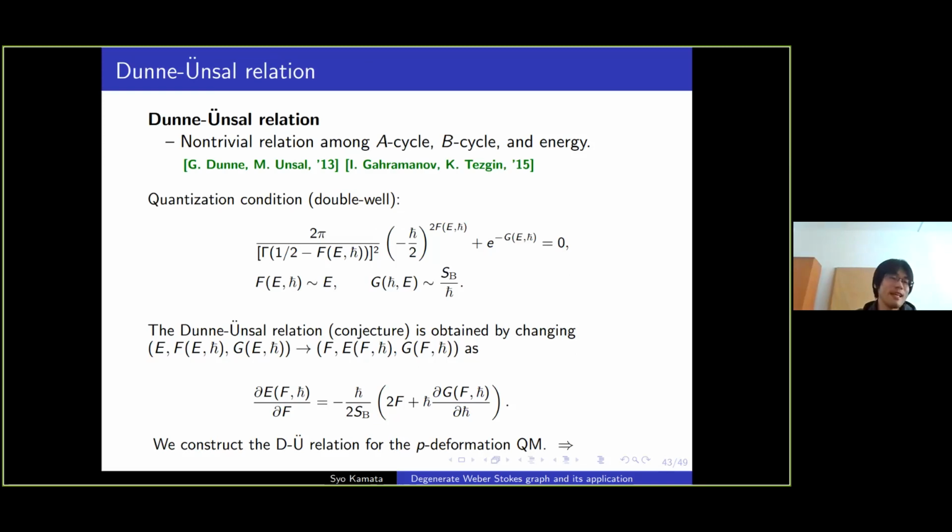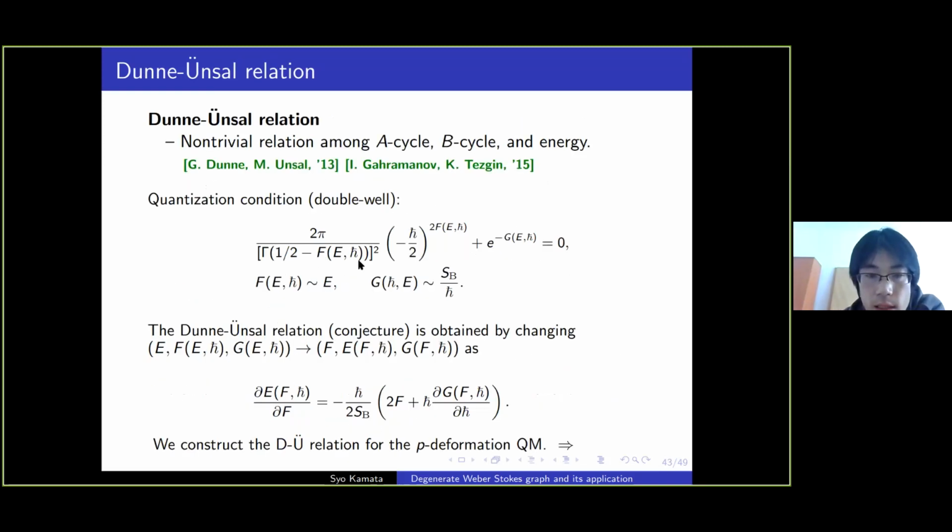Okay, so finally, let us consider Dunne's relation. Basically, in our language, this is nothing but a relation among the A cycle, B cycle, and energy. So in the case of the double well, the quantization condition is given by this form, and basically this f is a function of E and h bar.